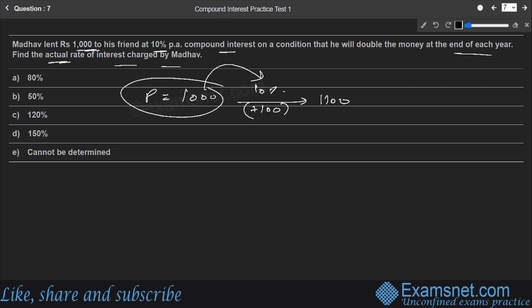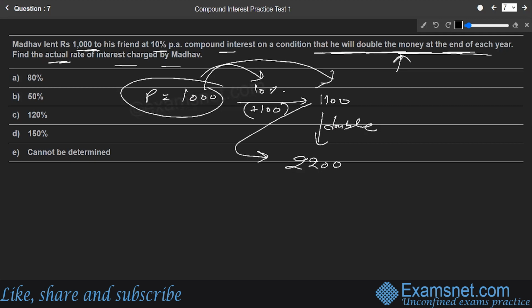Then what he has said is that he will double the money at the end of each year. So after the first year, the money has become 1,100, and now he will double it. Double of 1,100 is 2,200. So the money went from 1,000 to 1,100, and then it was doubled, as written in the question also, to 2,200.